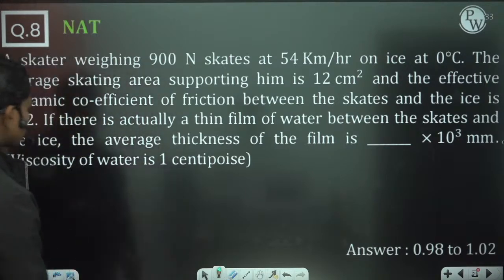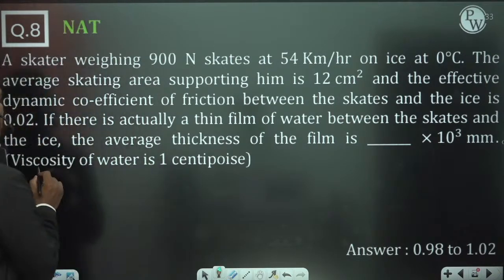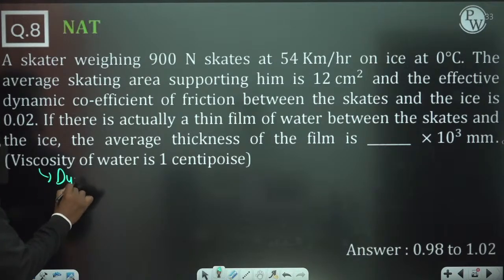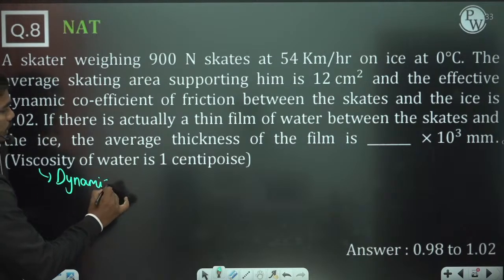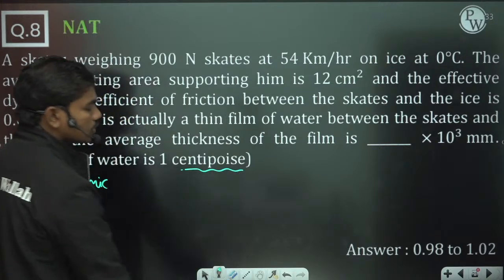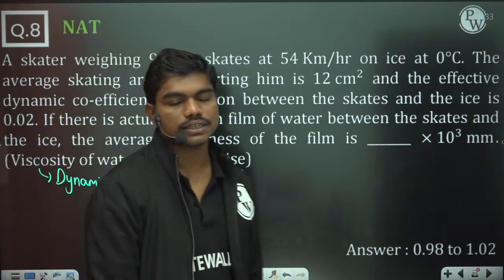They have given the viscosity of water is 1 centipoise. This is dynamic viscosity. Why? How do I know this is dynamic viscosity? Because here the units are in poise. Okay, so now let us see what is the physics that's happening.